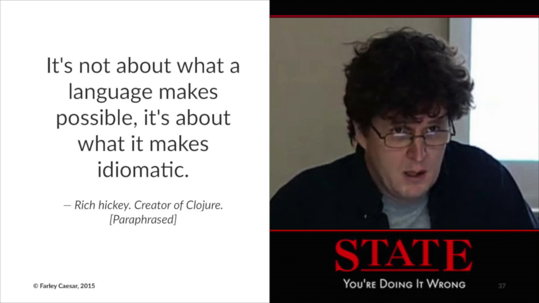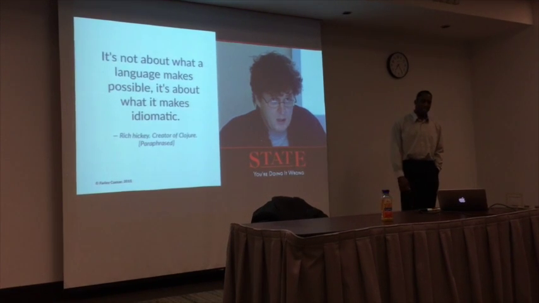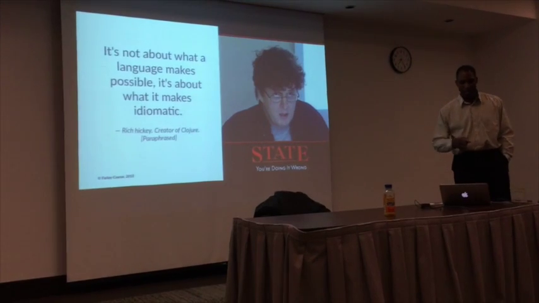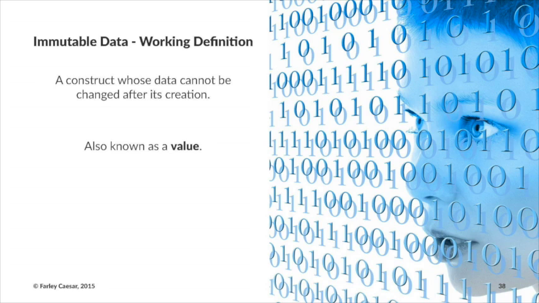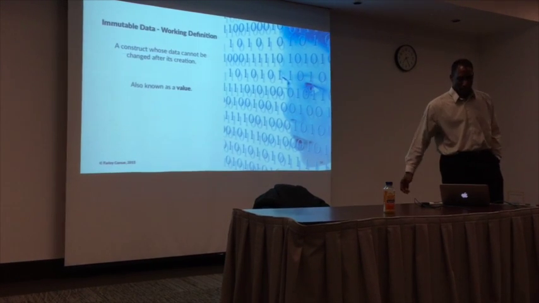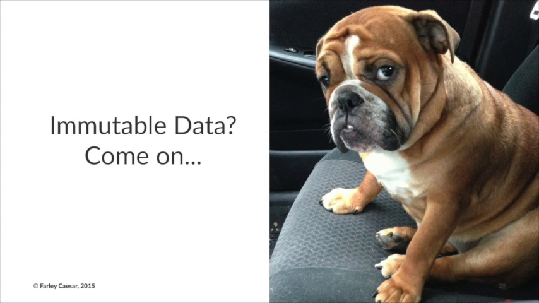And the guy that said this was the creator of Clojure, and here's another nice one: state, you're doing it wrong. He's all about how you manage state in an application without running into problems. So what's a working definition of immutable data? It's a construct whose data cannot be changed after its creation, also known as a value, right? That's a simple definition, but I think it's a good one, where you birth new values into the world and you don't change them after. If you need a new value, you use the old value, pump it into a function, and birth out other new values. That's the methodology.